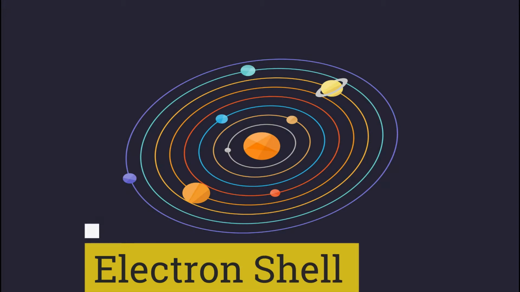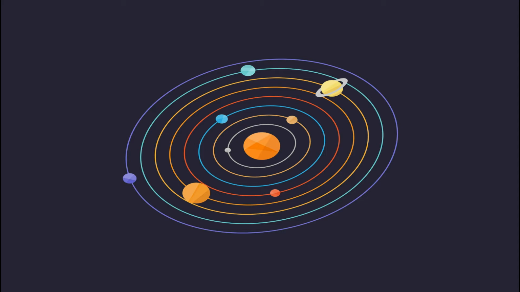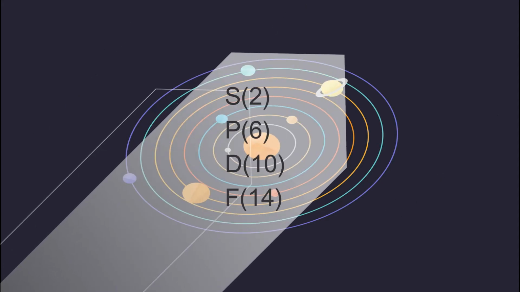Electron shell is the outside part of an atom around the atomic nucleus. It is a group of atomic orbitals with the same value of principal quantum number n. The 4 subshells are s2, p6, d10 and f14.